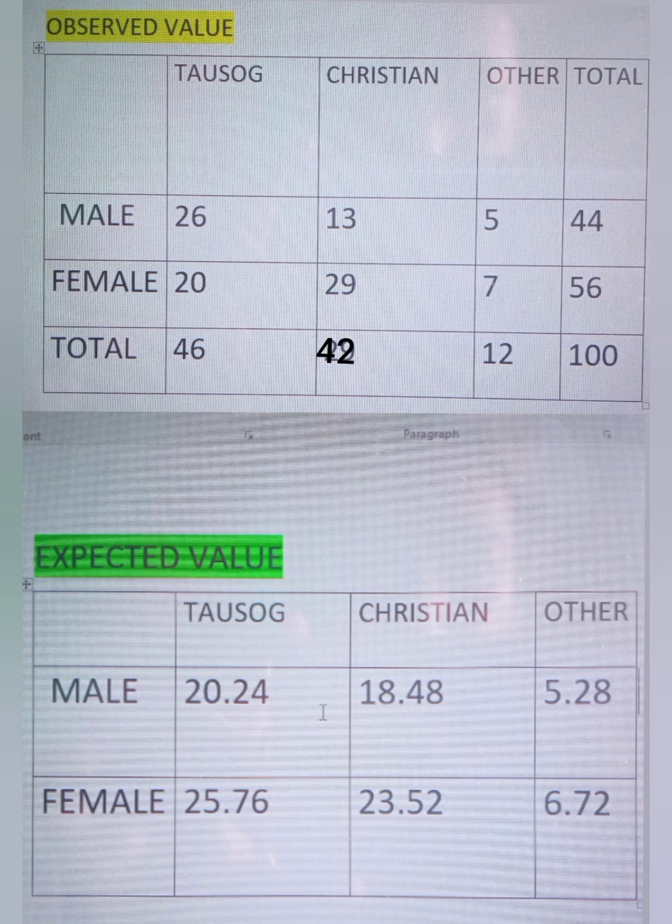Now, if you plug into the calculator the observed value to get the expected value, here are the results. For male, 20.24 Tausug, 18.48 Christian and 5.28 other. For female, 25.76 Tausug, 23.52 for Christian, 6.72 for other. Now we are going to add all this.